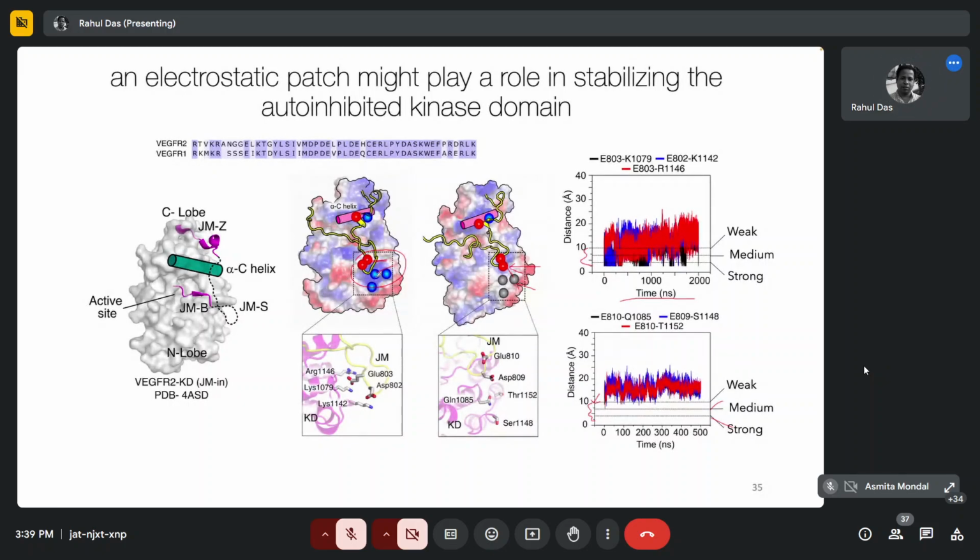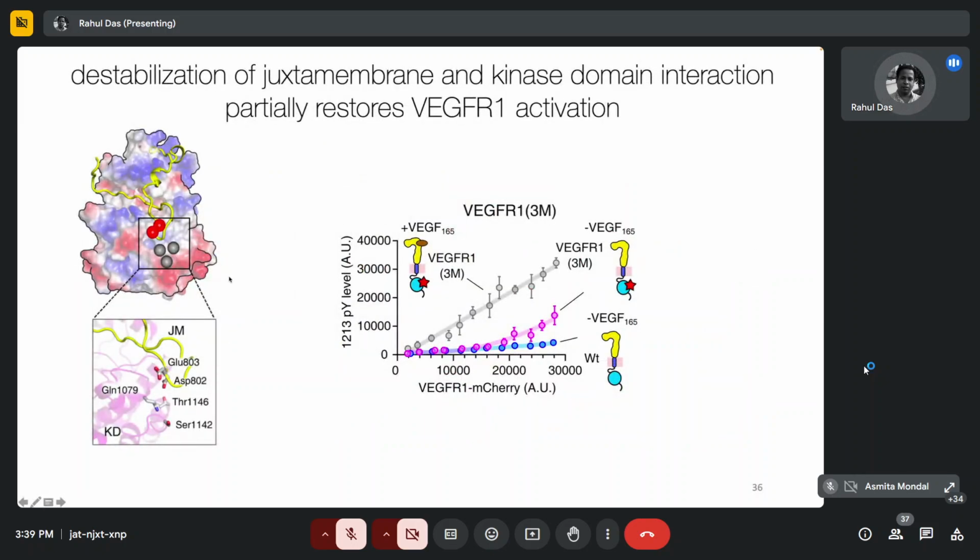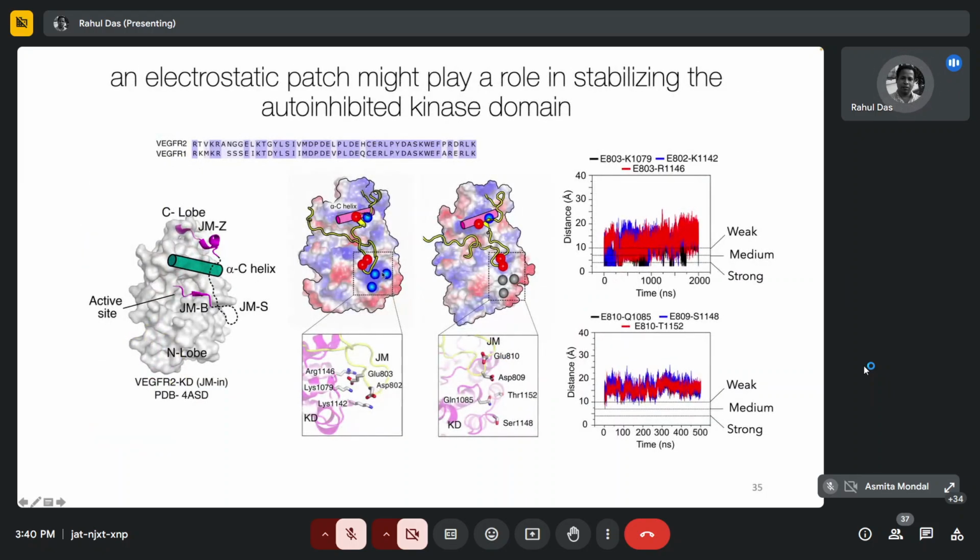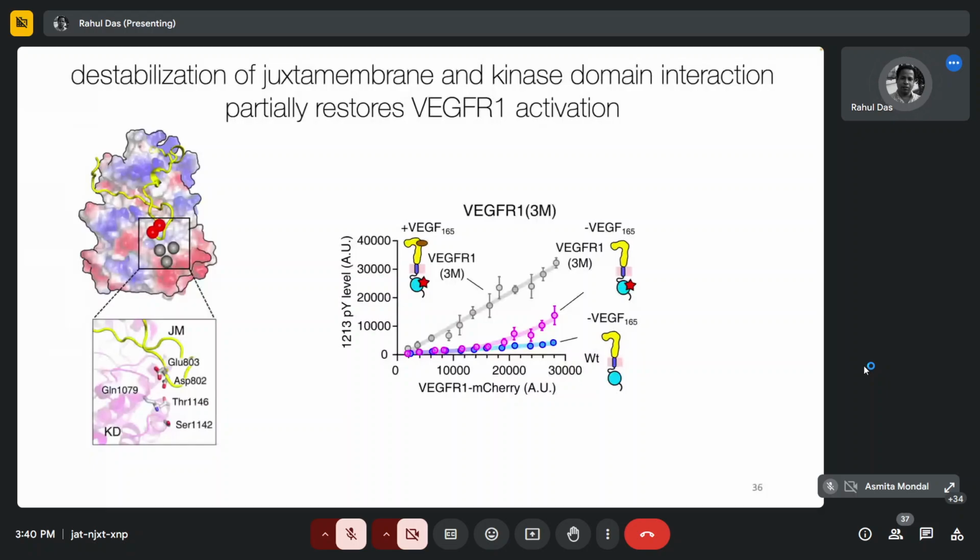But then how do you test it? Testing is easy, right? What we do is mutate these residues here, the blue dots, to these gray dots, and then ask whether this mutated protein can be activated ligand independently. We can see that this mutated protein can be activated ligand independently, but this activation is not as much as what you used to see for the chimeric construct of VGFR1 and VGFR2, or for VGFR2 itself.